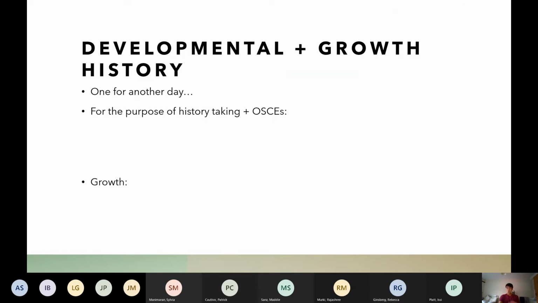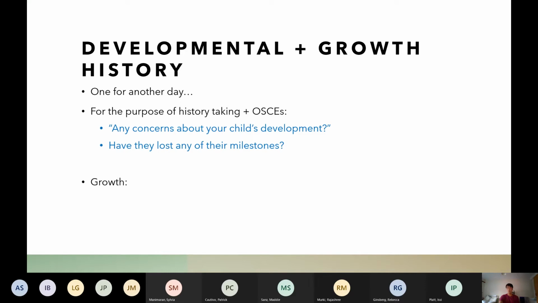Development and growth history is a whole kind of avenue of its own, which we'll cover in another lecture. But for the purpose of history taking and in your OSCEs, you just need to ask 2 questions. Are you concerned at all about your child's development? Are they hitting their milestones? But more importantly, have they lost any of their milestones? So if a baby loses a milestone, that suggests regression, and that suggests something pathological going on.